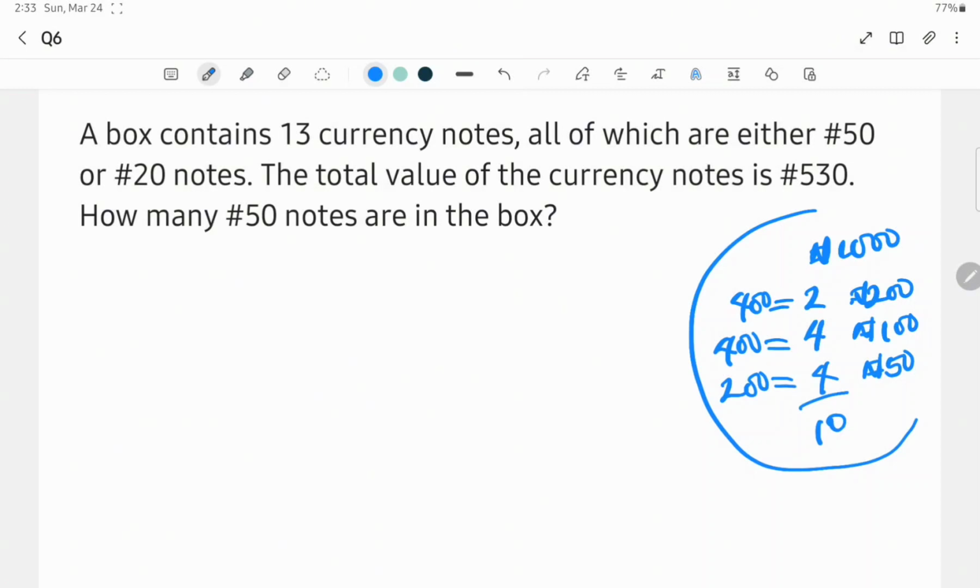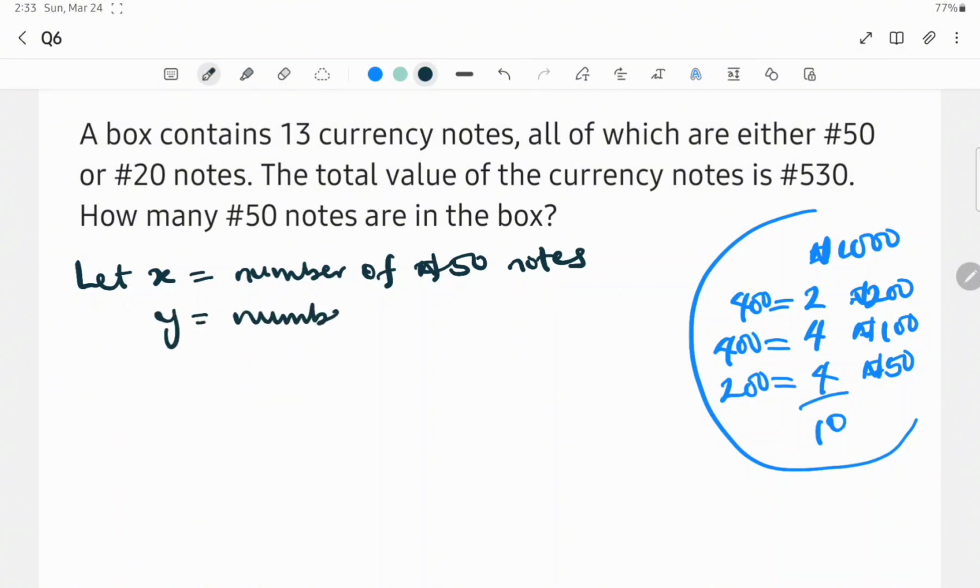So, from the question, we should know that we're going to make an equation from our problem, and it is a simultaneous equation. It is a simultaneous equation because we are dealing with two variables. In this case, we have 50 naira notes and 20 naira notes. So to solve the question, let's say let x be the number of 50 naira notes and y is the number of 20 naira notes.